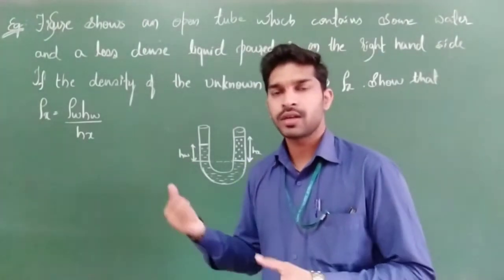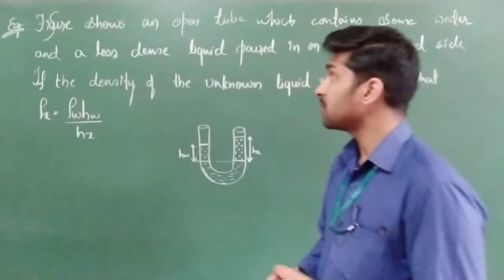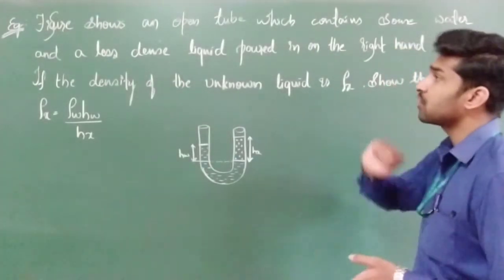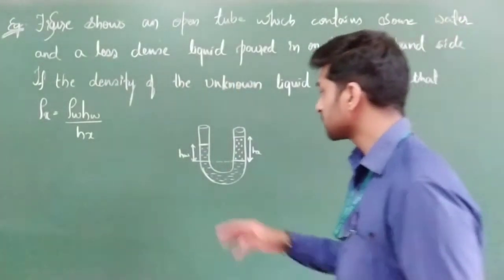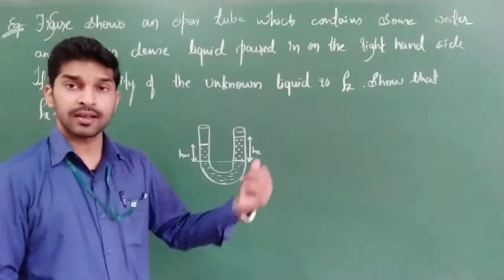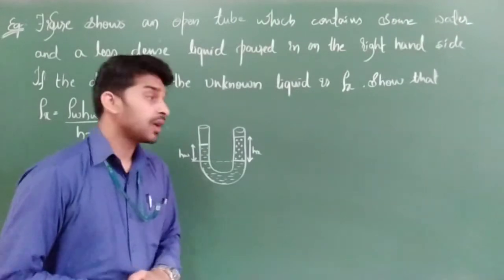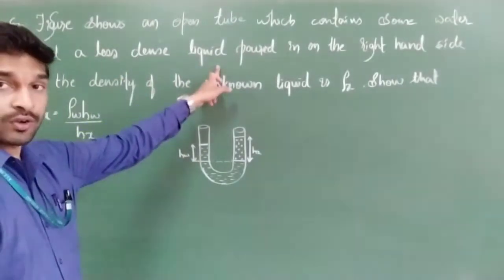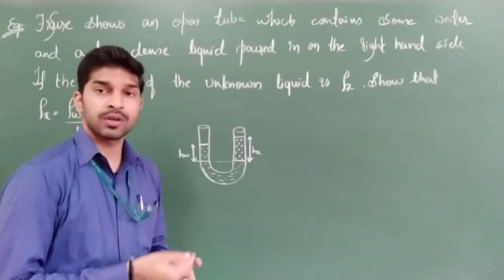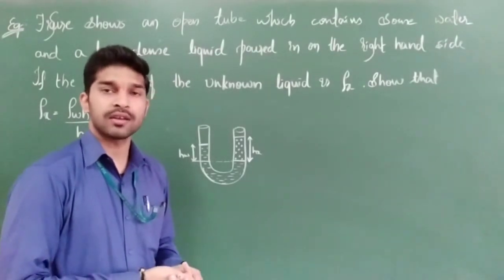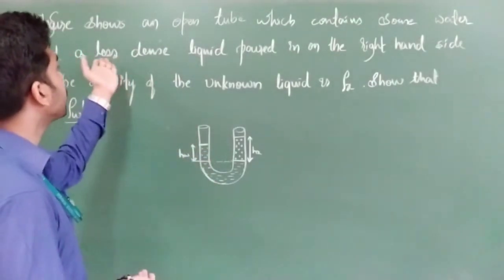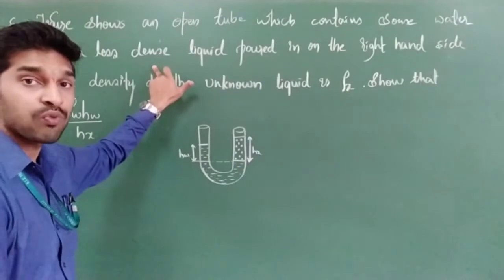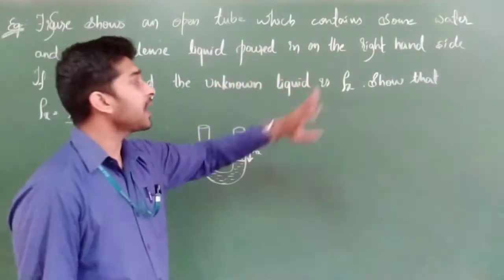So let us come to the first question. What they have given: the figure shows an open tube which contains some water and a less dense liquid. In this tube they have filled some water, and in that same tube one more liquid is filled, a lesser dense liquid. That means the density of that other liquid is less compared to that of water. Clear? It is poured in the right hand side of the tube.